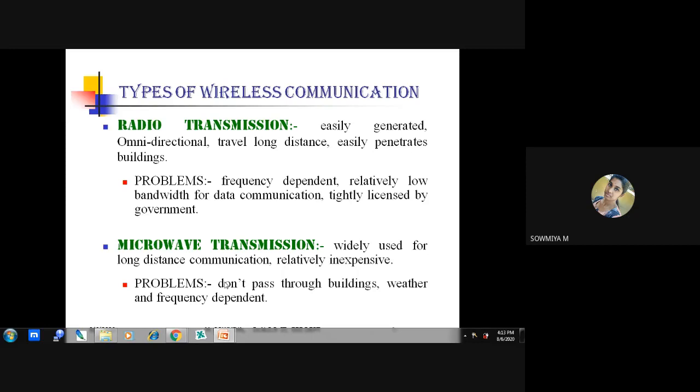Then, for microwave transmission, it is widely used for long distance communication. Compared to all other transmissions, it is relatively inexpensive. Inside these four common transmissions, one thing makes something possible and the next transmission makes it impossible. The major problem of microwave transmission is that it can't pass through buildings, it gets disrupted by the weather, and it is also dependent on the frequency.